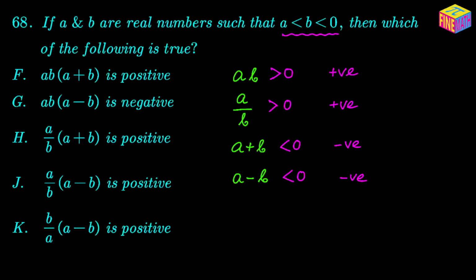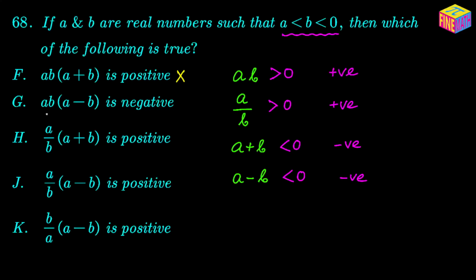Now let's look at the first answer option. We have A times B times A plus B. So what is A times B? That is positive, and A plus B is negative. So the product of a positive and a negative quantity would definitely be negative. So the statement that this is positive is not true. Let me just put a cross sign here. The statement is not true.